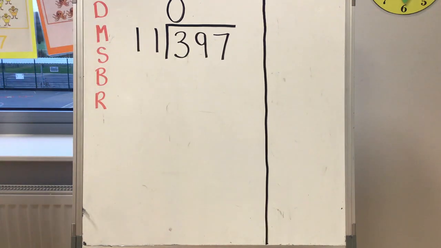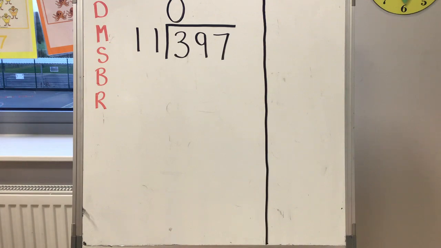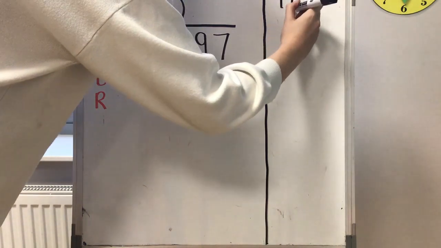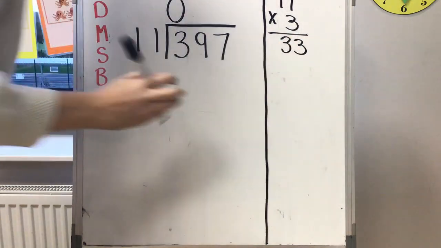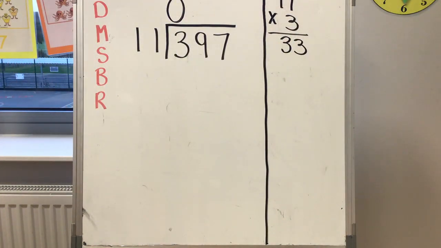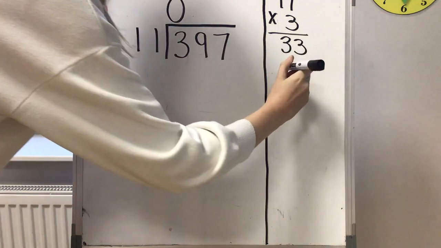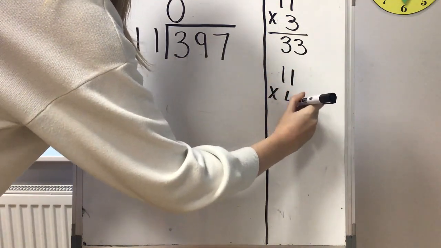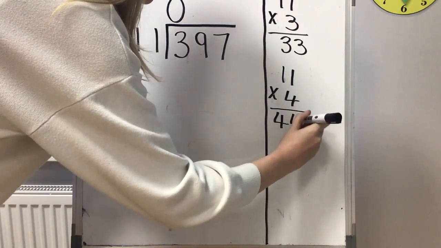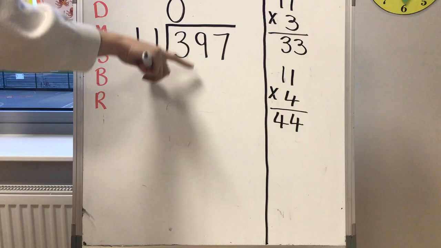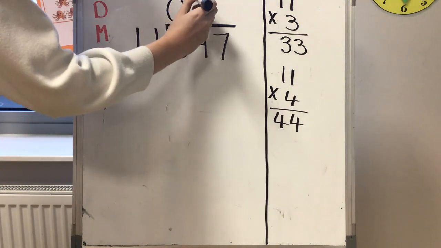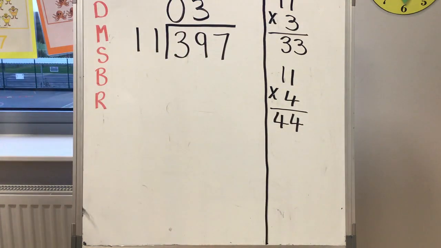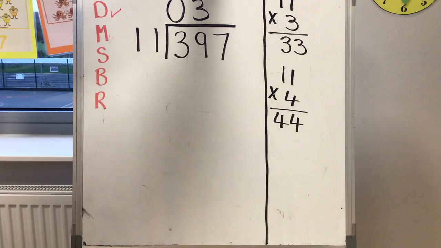39 divided by 11 I cannot do, but I'm going to check and see how many times 11 will go into 39. So if I try 11 multiplied by 3, that gives me 33. Okay, 33 is small enough. It's less than 39. I'm going to try 11 multiplied by 4, just to be sure, which is 44. But 44 is bigger than 39, so I know that 11 cannot go in 4 times, and it does go in 3 times. So I will write 3 up here. So that was D for divide.